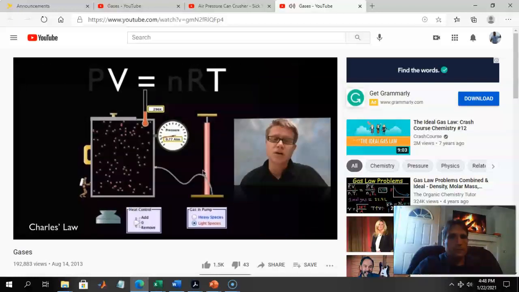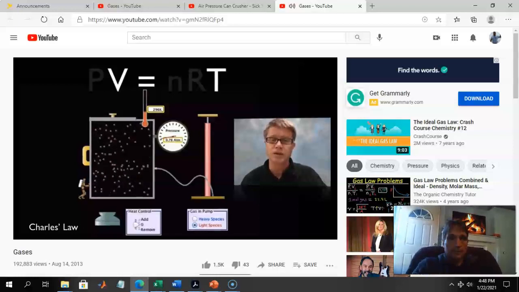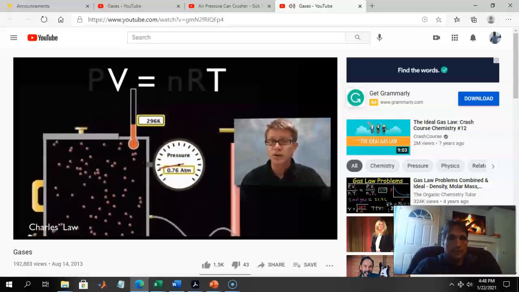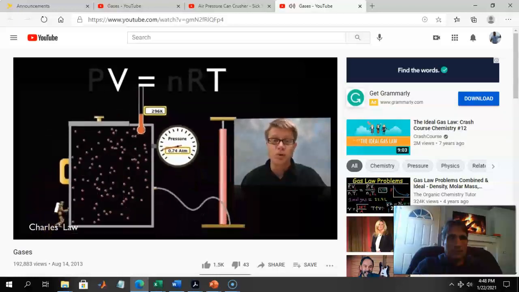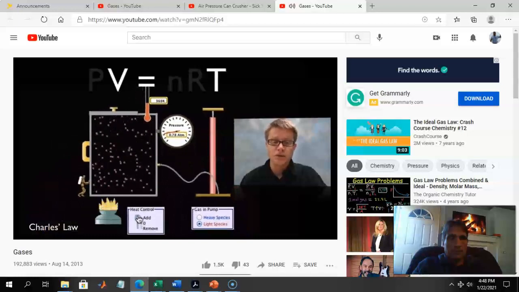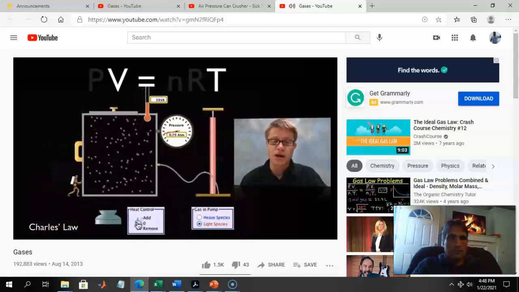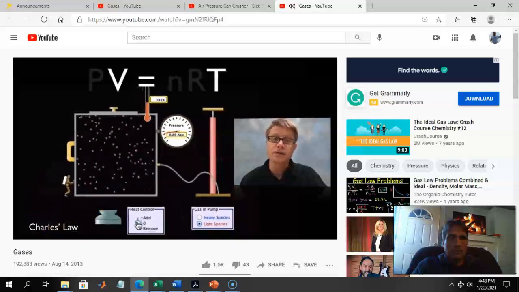Now let's look at what's called Charles' law. We're just going to look at volume and temperature and what happens to the volume as the temperature changes. Let's use this simulation again. We're going to try to keep the pressure constant and the same number of moles inside there as well. And so now we're going to increase temperature. So we're adding heat, and watch what happens to the volume.